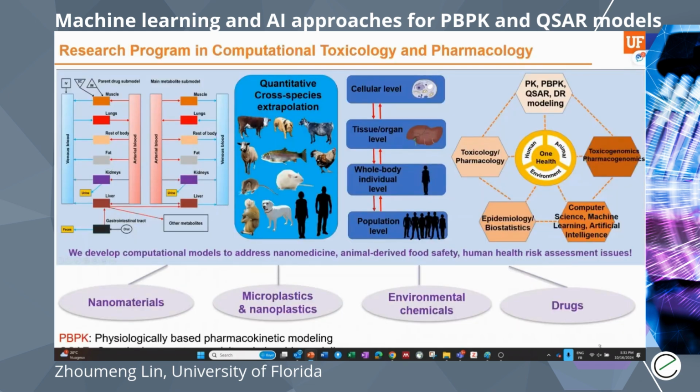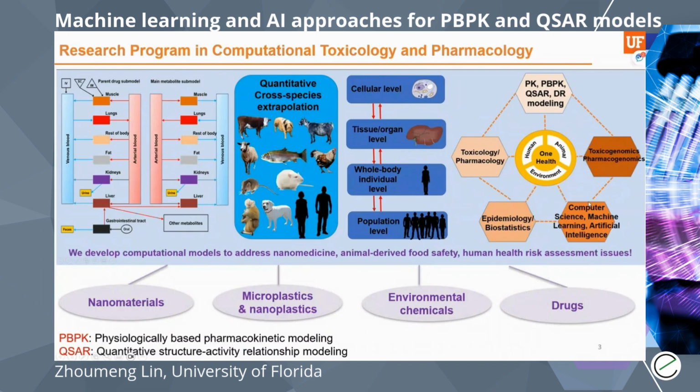Our lab is a computational dry lab where we develop computational models to study food safety, chemical and nanoparticle risk assessment. We can develop different types of models, mainly focusing on PBPK and QSAR models. We can develop models in a number of different animal species and in humans at different levels. In recent years, to build more robust models, we incorporate machine learning and AI algorithms into our models.